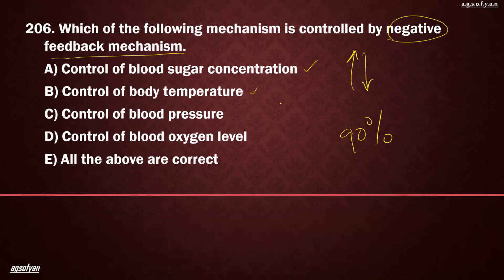Control body temperature, yes. If our body temperature increases, then we produce sweat to decrease it. It's going to be balanced in the middle. Control blood pressure, yes. If our blood pressure increases, then our heart will slow down to decrease the pressure. That should be a negative feedback system.